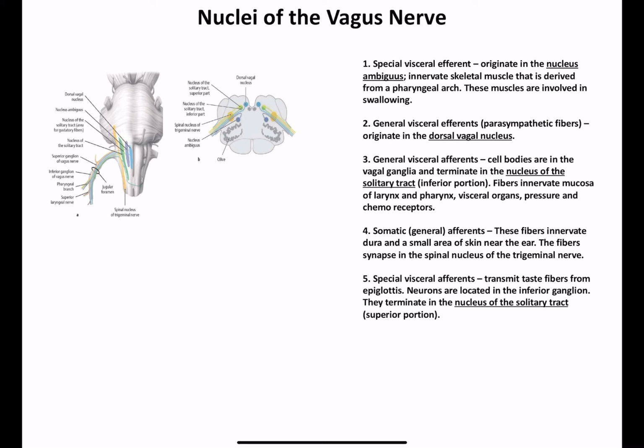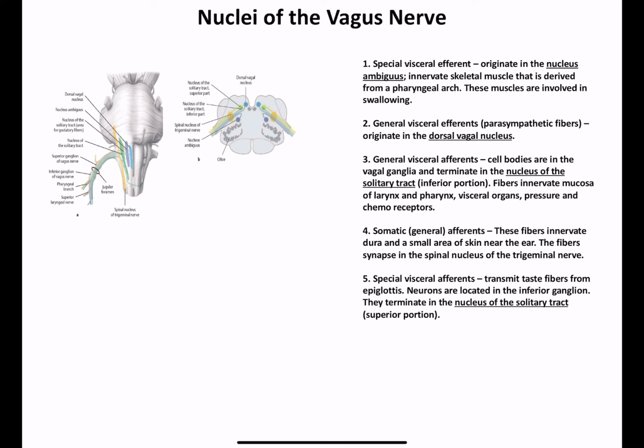And the last one is the special visceral afferent. Again, please don't remember which one is this or that, but just look at the functions. So not the names, whether it's special or general, don't worry about them, but just try to learn what they are trying to do. And then these visceral afferents will be collected into the nucleus of the solitary tract.